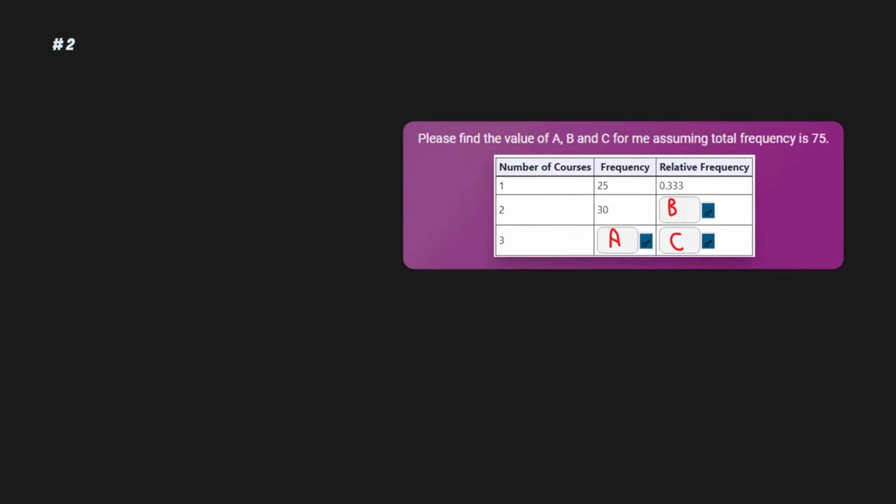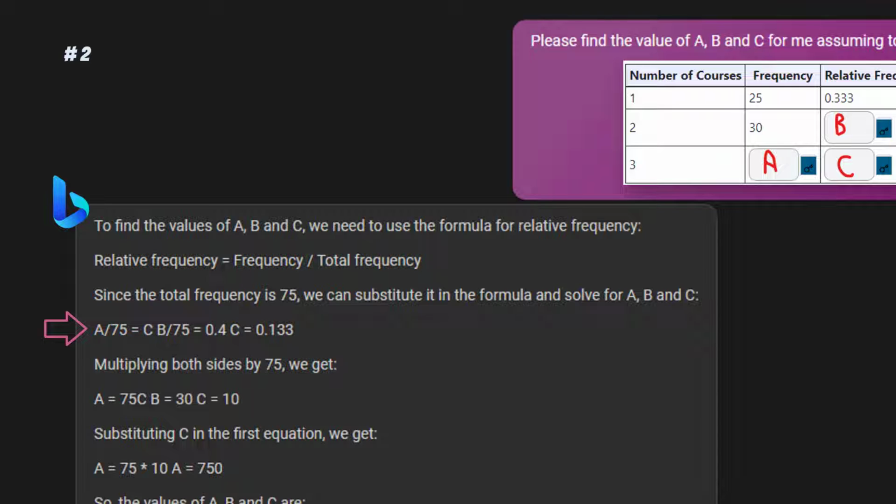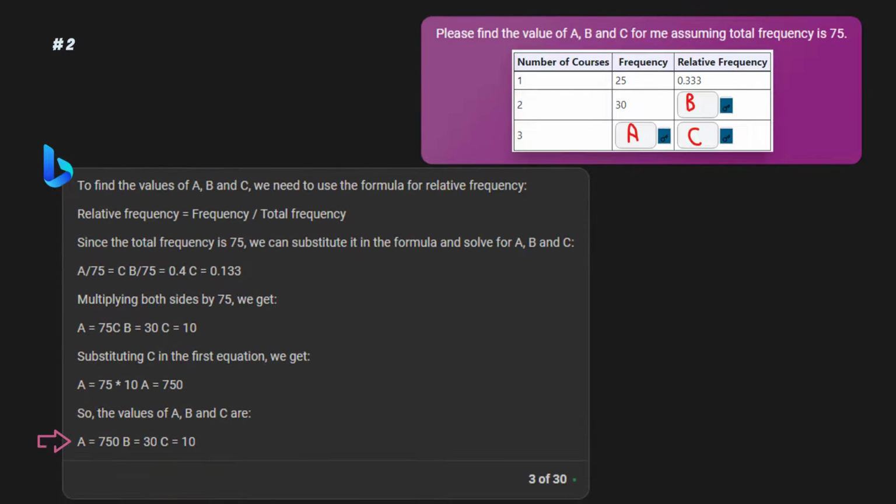It was eager to use the relative frequency formula. So it says, since the total frequency is 75, A/75 equals C, which is correct. Note that it only uses single spacing to separate calculations, which makes things sometimes difficult to understand. A comma or semicolon would be better. Anyway, it got confused and says B/75 equals 0.4, and also got C wrong. Things went downhill from there, and it ended up giving me the wrong answers.